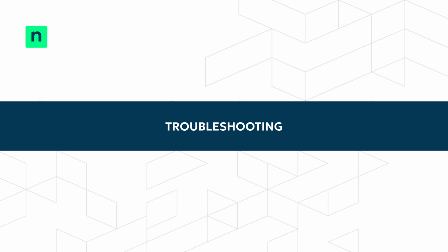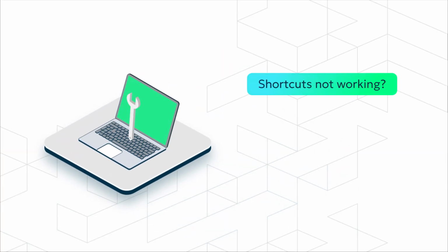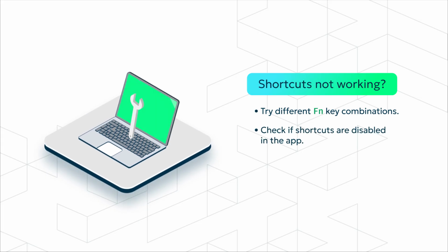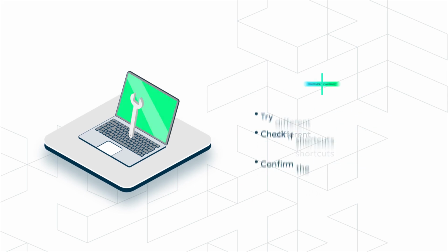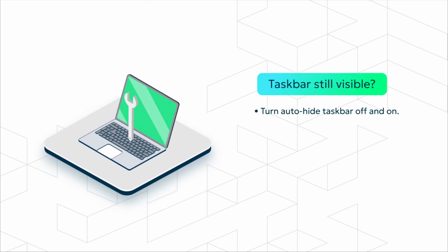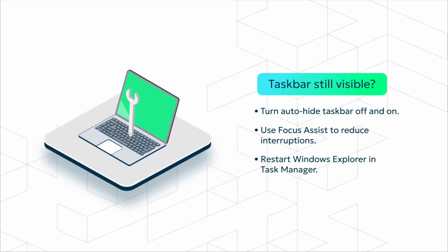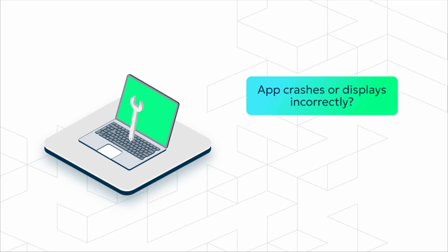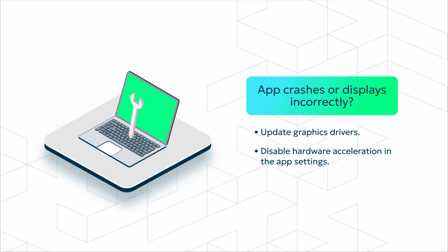Troubleshooting. If you can't go full screen for various reasons, try the following. Are the shortcuts not working? Try different Fn key combinations. Check if the app has shortcuts disabled, or confirm if the app actually supports full screen mode. Still see the taskbar? Toggle the auto-hide taskbar setting off and on again, use Focus Assist to avoid interruptions, and restart Windows Explorer via Task Manager. Did the app crash or fail to display properly? Update graphics drivers and disable hardware acceleration in the app settings.